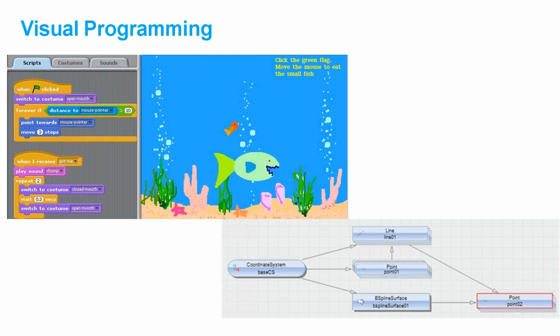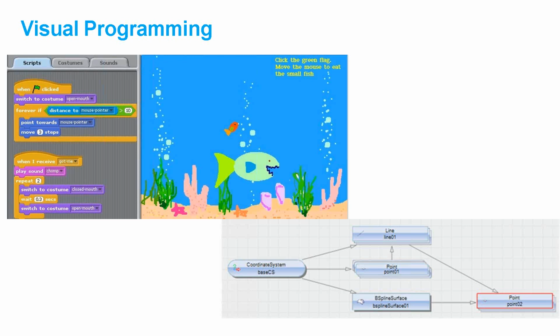Visual programming has been in use for years, for decades. And as you see here on this picture, these are some examples of visual programming. The first one on the top with the fish is a game for kids, and that basically allows these kids to somehow pre-program the behavior of this fish.